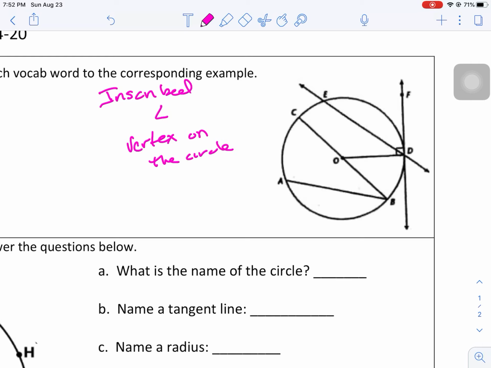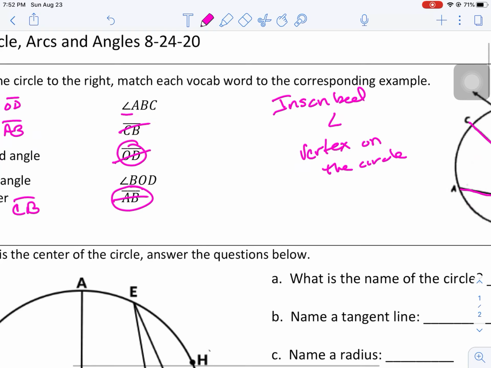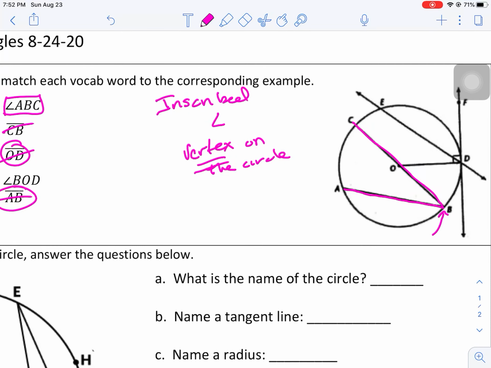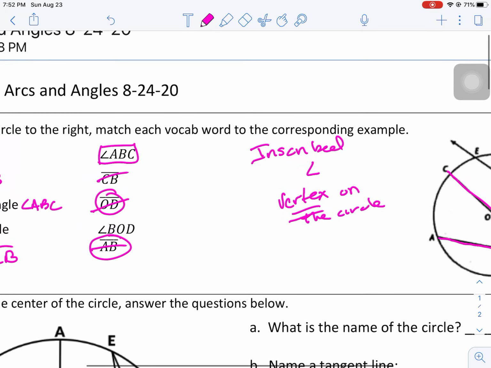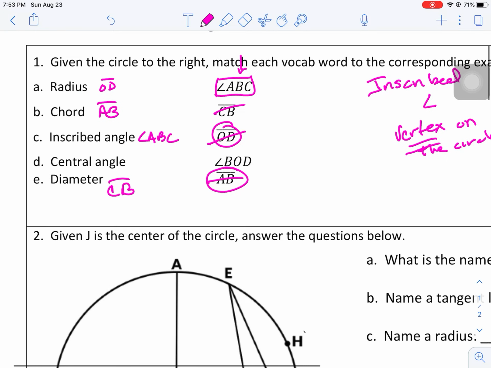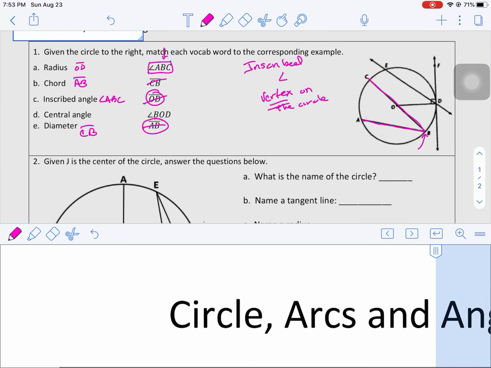Okay, so let's look for an angle, and there's a lot of angles in here. They're hard to see sometimes, but I see this angle, angle ABC. That is an inscribed angle. The vertex is on the circle, and I see angle ABC here. And remember, the vertex of any angle is always the middle letter, and B is the middle letter here. So angle ABC works. And that leaves just angle BOD for central angle, but let's talk about central angle.